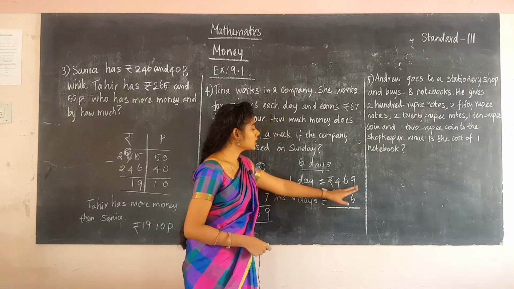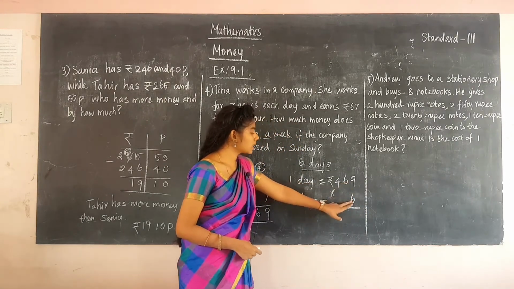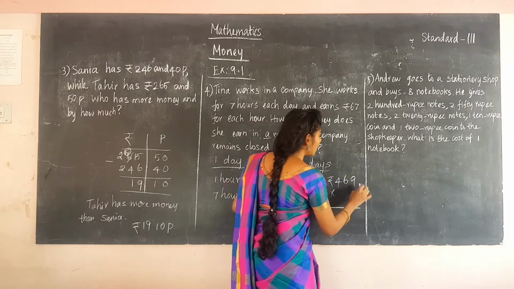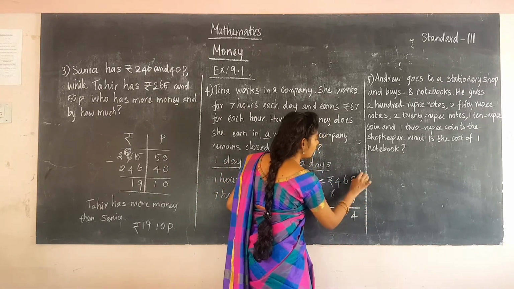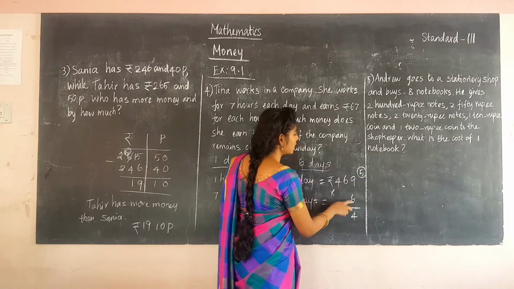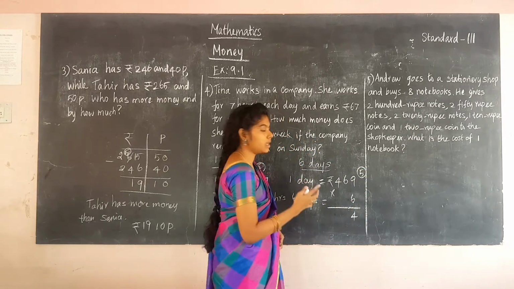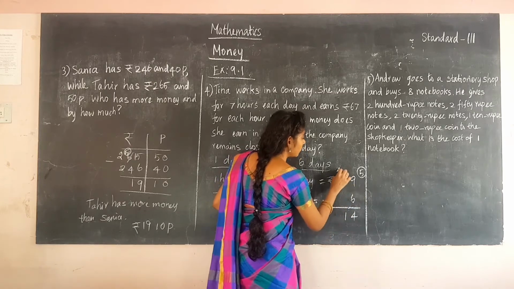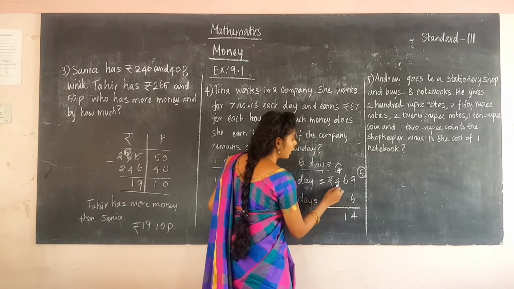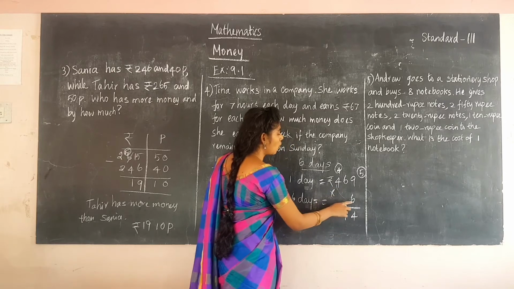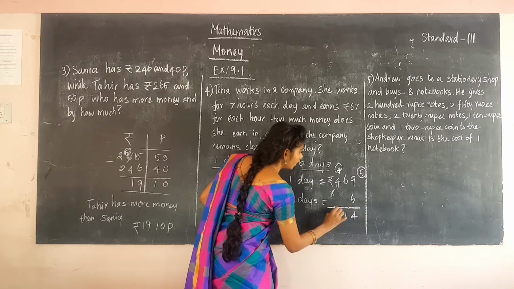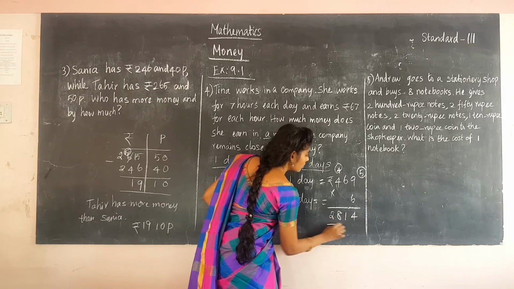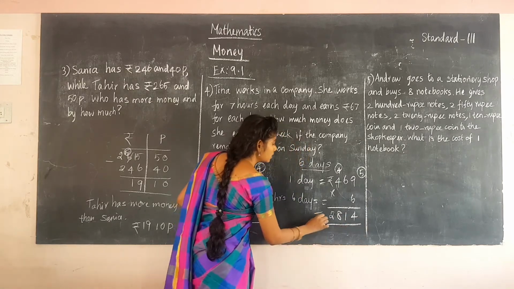So first the ones, then tens, and then hundreds. 9 sixes are 54. 4 here and 5 is remaining. So 6 sixes are 36. 36 plus 5 is 41, and 4 is here. And you have to multiply these two numbers. 4 sixes are 24. 24 plus 4 is 28.